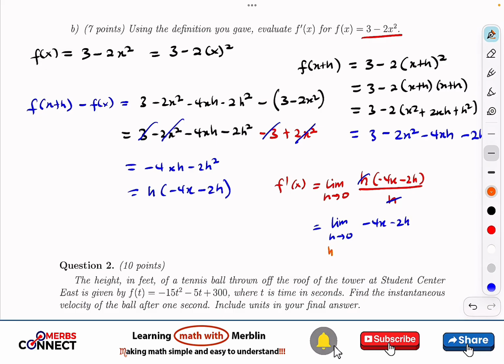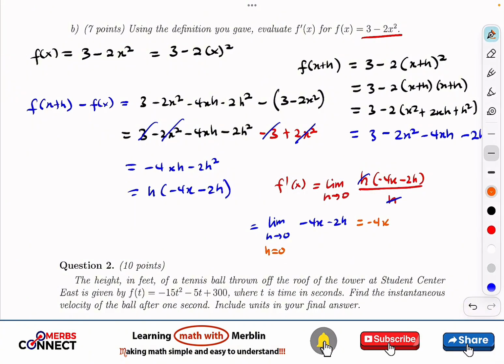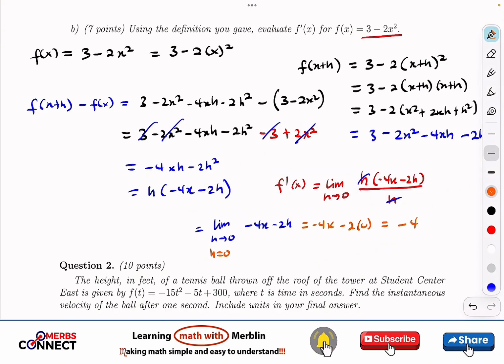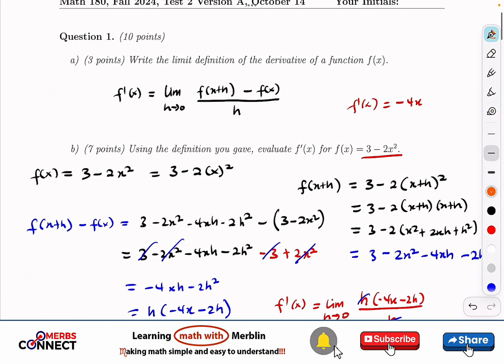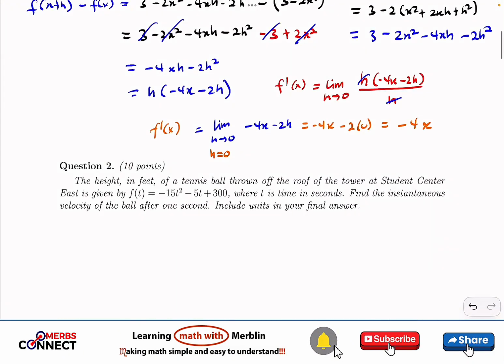Then I'm going to set h to be equal to 0. So this is going to give us minus 4x. Let me move this one to this side small. So minus 4x minus 2 times 0, and this is going to give us minus 4x. So this is our f prime of x. So let's go and check it out. We saw that when we use the power rule to differentiate this, we had minus 4x. So getting minus 4x here is correct.